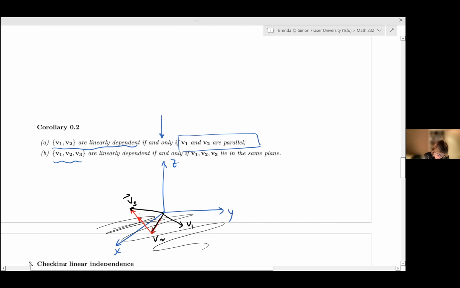Whereas you can see here, if I only had V1 and V2, I would not be able to maneuver along V1 at all and sort of make V2. Okay, so this is a statement about how many vectors and what type of space you're spanning, and when it's forced to be dependent.